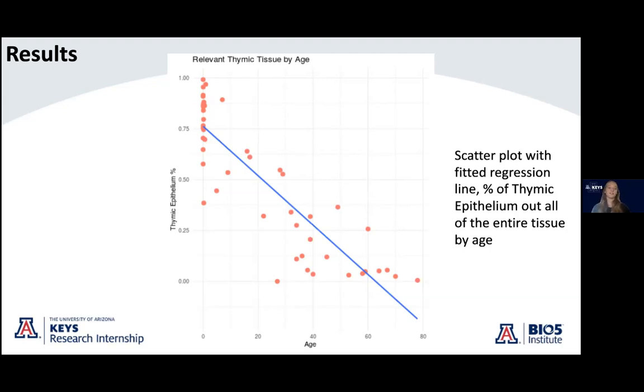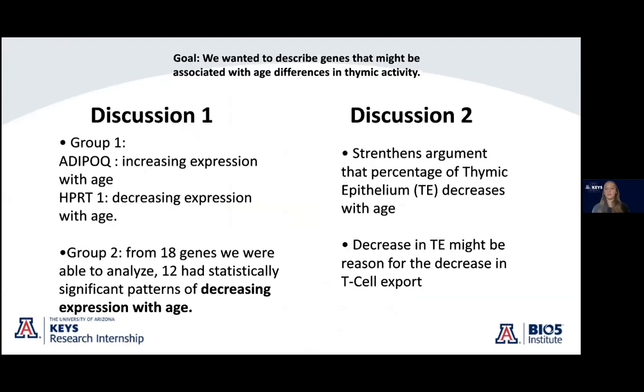So what is this all telling us? It's telling us 19 out of the 20 genes that we were able to analyze had decreasing expression with age. And that was really surprising for us to find because we thought we would see fluctuating patterns of maybe some would have higher expression within adults, or maybe some would just stay the same, but they all had this similar pattern of a decreasing expression. So it is worthy to note that ADIPOQ from the first group did have increasing expression with age.